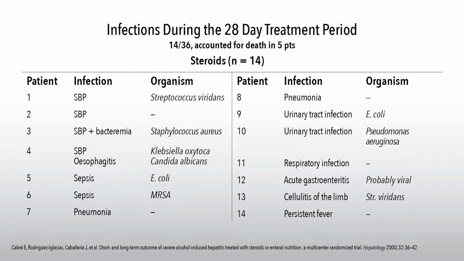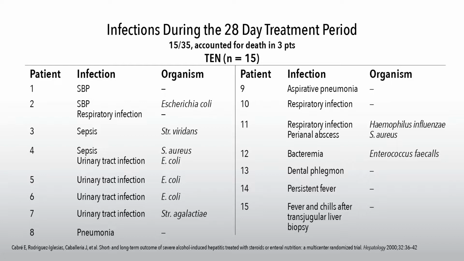More about infections during that 28-day period, with a list of the different bacteria in the right column that can be seen. Close monitoring for pulmonary, blood, urine, and peritoneal infections is critical in these patients. A little bit more during that 28-day period, the type of infection and the organisms.